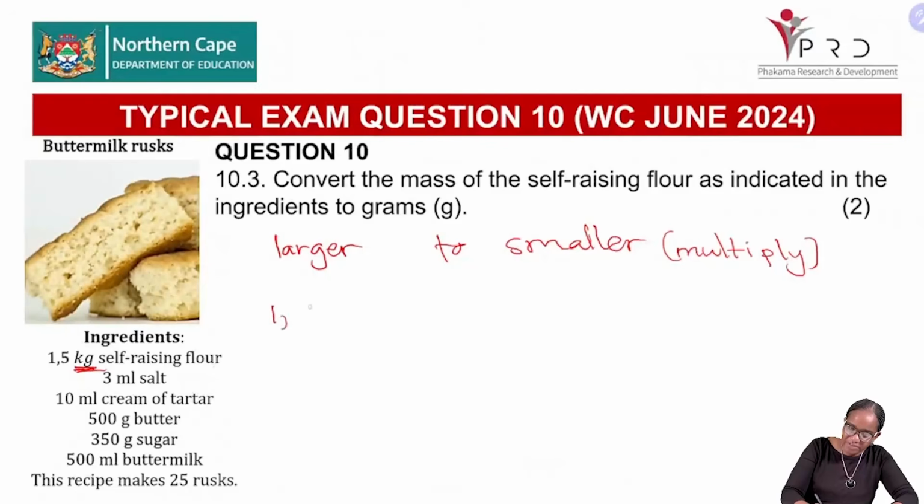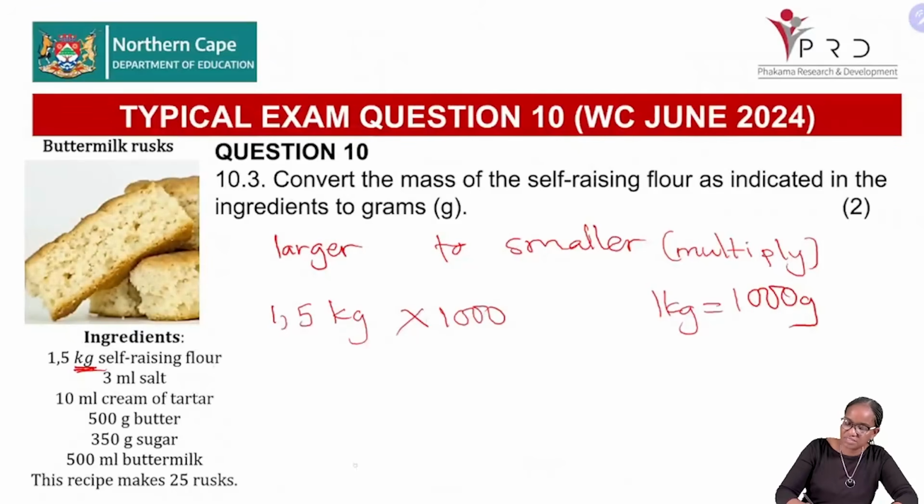So 1.5 kilograms times, what is our conversion factor? 1 kg is equal to 1,000 grams. So we are multiplying by 1,000. This gives us 1,500 grams.